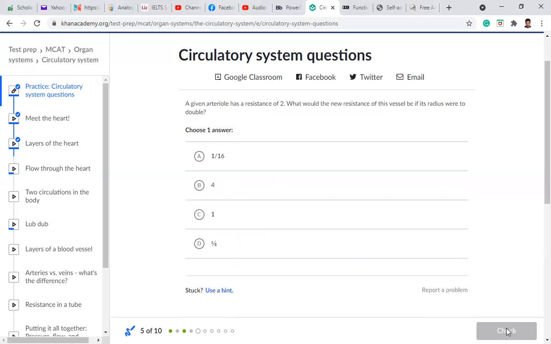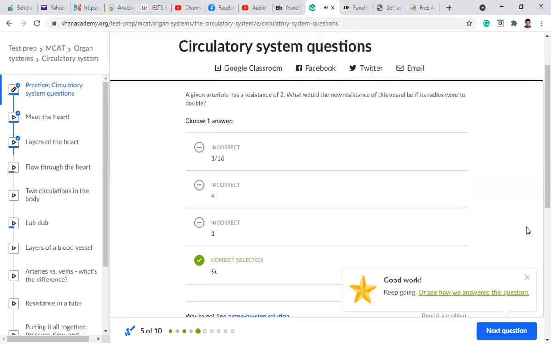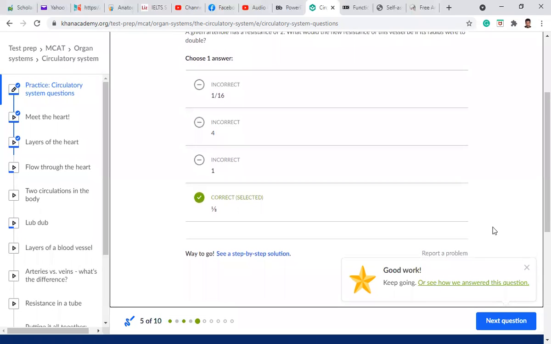This one, I didn't teach you this. A given artery has a resistance of 2, what will be the resistance of this vessel if its radius were doubled? I didn't teach you this one. We'll do this maybe when we're talking about cardiac output and peripheral resistance. When I'm teaching you how to calculate peripheral resistance, we will do this one, okay? Well, now let's just guess an answer. 1/8. Okay, there's a formula that you could use to check.